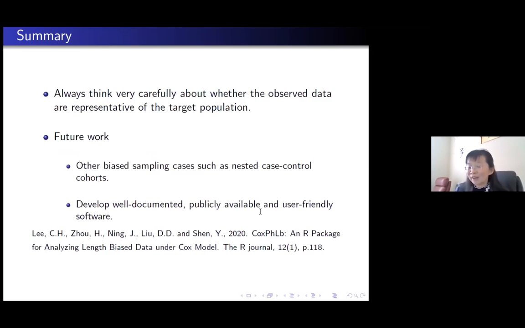One important area in our research is the dissemination of statistical methods. Recently, we have developed a package for analyzing length-biased data, a special case of left-truncated data. This package includes statistical methods for testing the length bias assumption, model fitting, and model diagnosis. We will continue our efforts in this direction for other types of biased data. So that's all. Thank you.